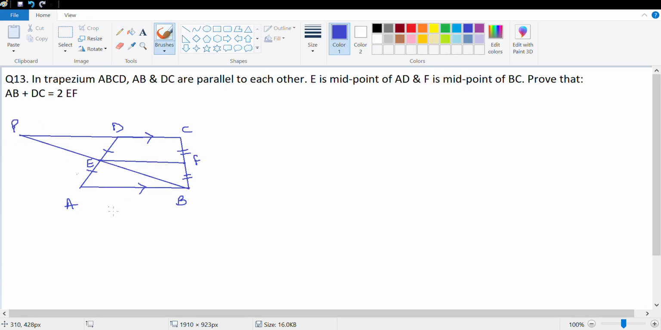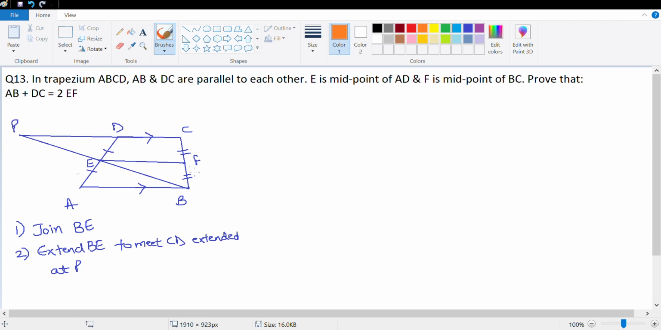So this is what we've done. Basically PC now will be parallel to AB and we just extended BE. So let's just write what we did. So the first step we did was join BE, and the second thing we did was extend BE to meet CD extended at point P. Perfect.